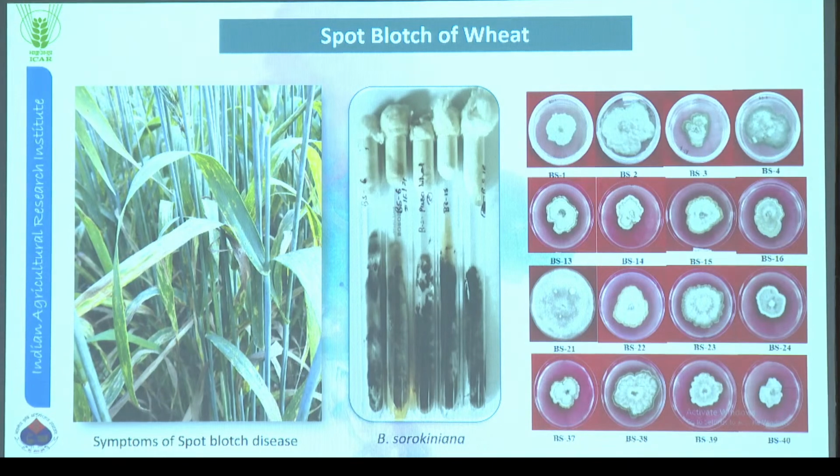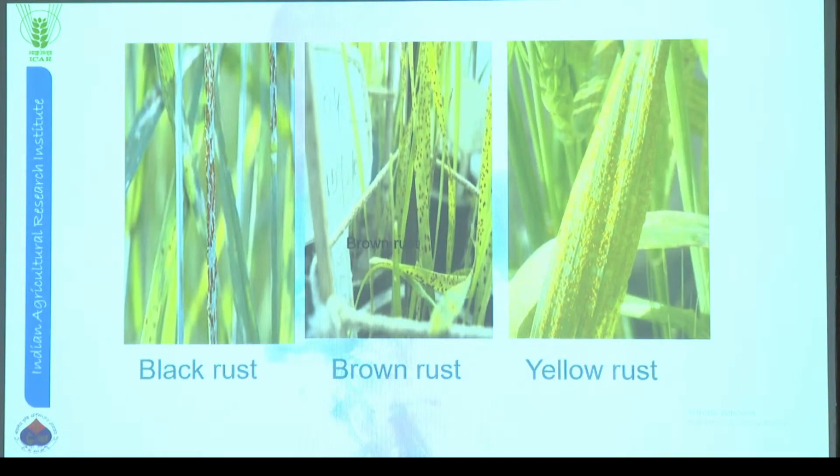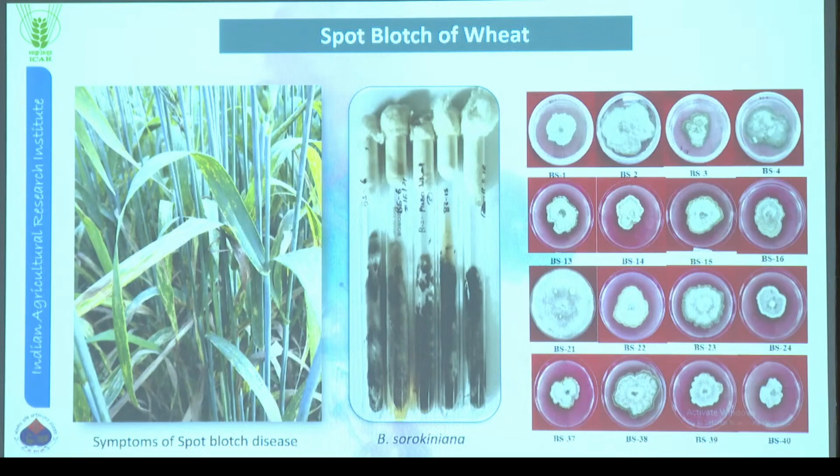Another example is spot blotch of wheat, which is also a major pathogen, particularly in the eastern part of India. You can see UP, West Bengal and Bihar, where there are warm humid conditions. During the Rabi season, the temperature is 20-25 degree centigrade and humidity is more than 80%. It is basically soil borne. It survives in the host stubbles or residue in the field. So the primary source of inoculum is basically conidia.